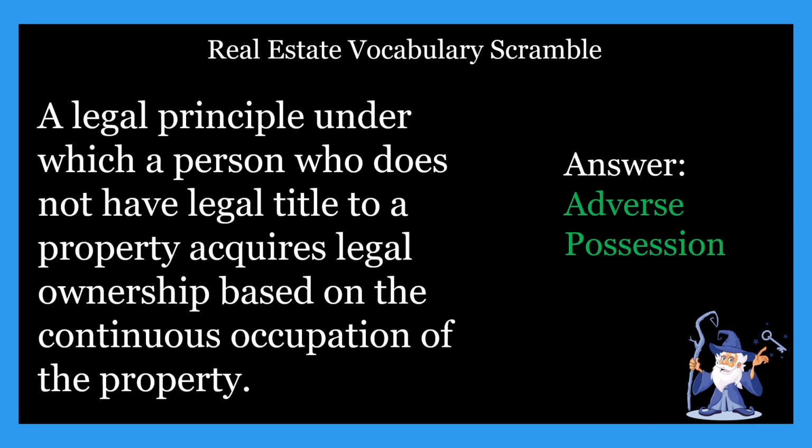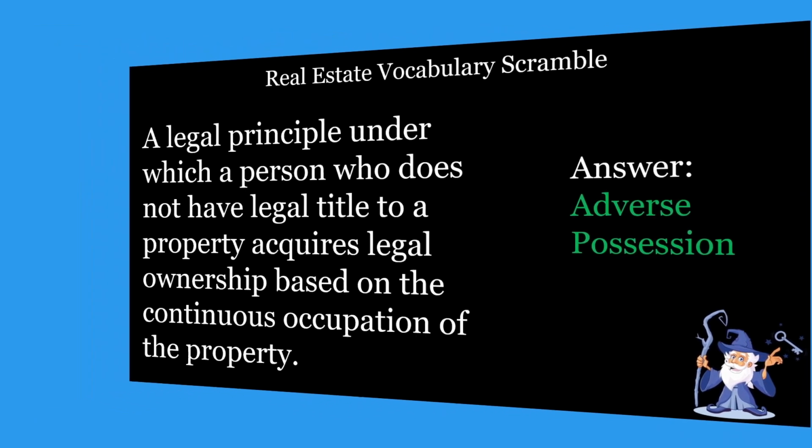Well, adverse possession is a legal principle under which a person who does not have legal title to a property acquires legal ownership based on continuous occupation. The most well-known example of adverse possession is someone homeless finding an empty building and living in it for years, eventually trying to claim ownership. However, that actually rarely happens. More common examples of adverse possession occur through little things like continuous use of a private road or driveway or agricultural development of an unused parcel of land. Yep, so that's it for that one. Let's go to the next.